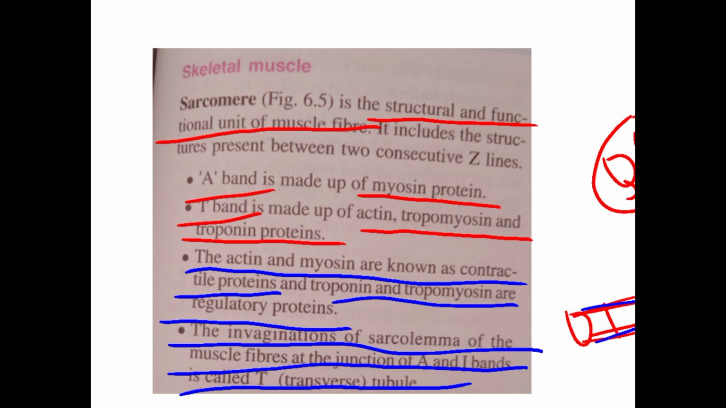So at the junction of the A and I band, where the thick and thin filaments meet, there is an invagination. Invagination means like this. This invagination taking place is called the T tubule, the transverse tubule.